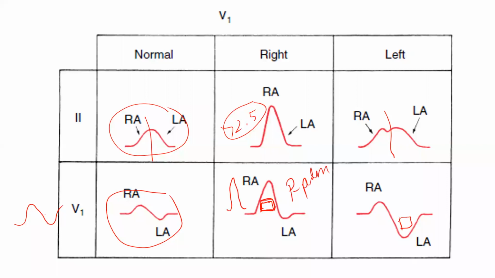If it is a P mitral, in the negative wave, it is going to accommodate one small box. It means that the size of the wave is so big that it can accommodate one small box of the ECG. So that is your P mitral. So any doubt?